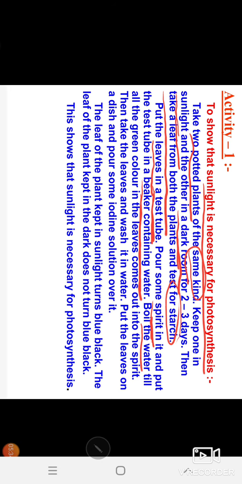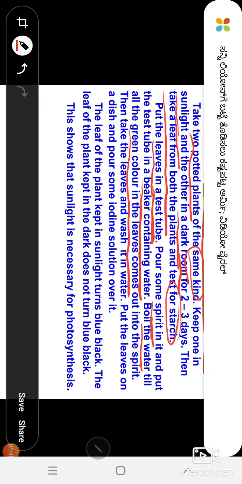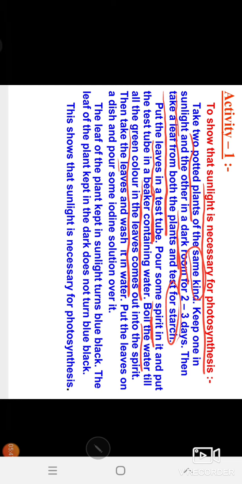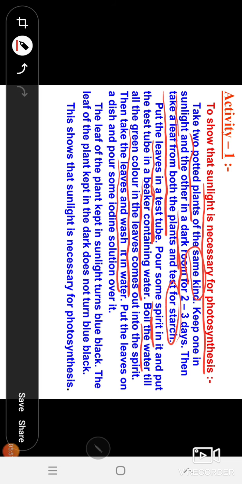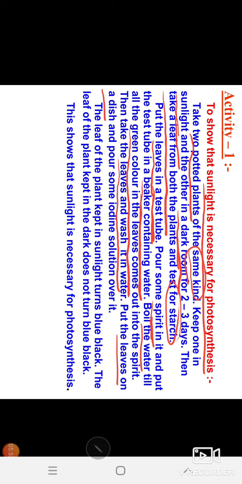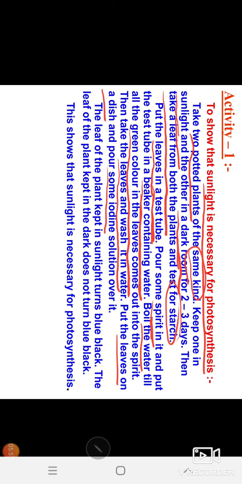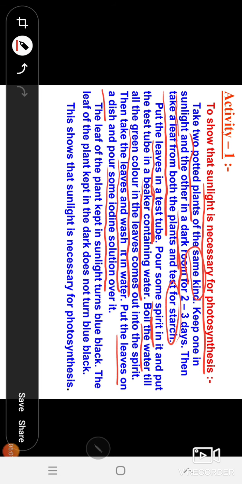The water should be boiled till all the green color of the leaves comes out into the spirit. So after this, take the leaves and wash them in water. Again, put the washed leaves on a dish and add some iodine solution to it. So now observe the activity.